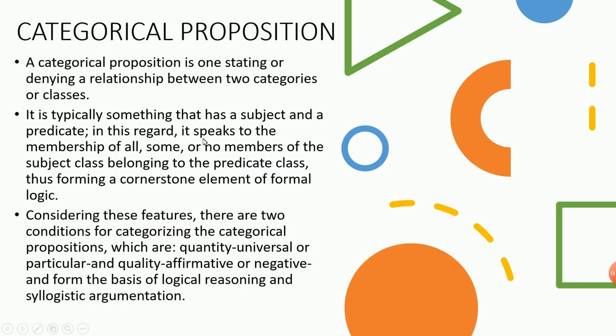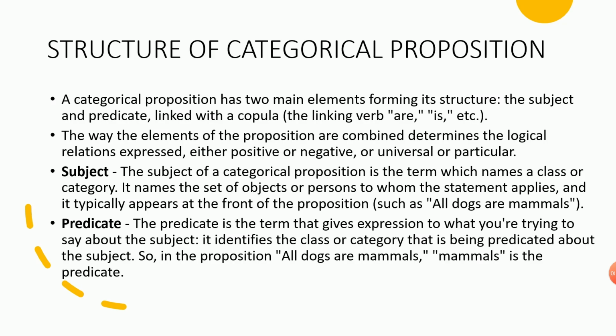It speaks to the membership of all, some or no members of the subject class belonging to the predicate class. So considering these features, there are two conditions for categorizing the categorical propositions, which are quantity, universal or particular, and quality, affirmative or negative, and they form the basis of logical reasoning. Let me go on to the next slides, I will explain.